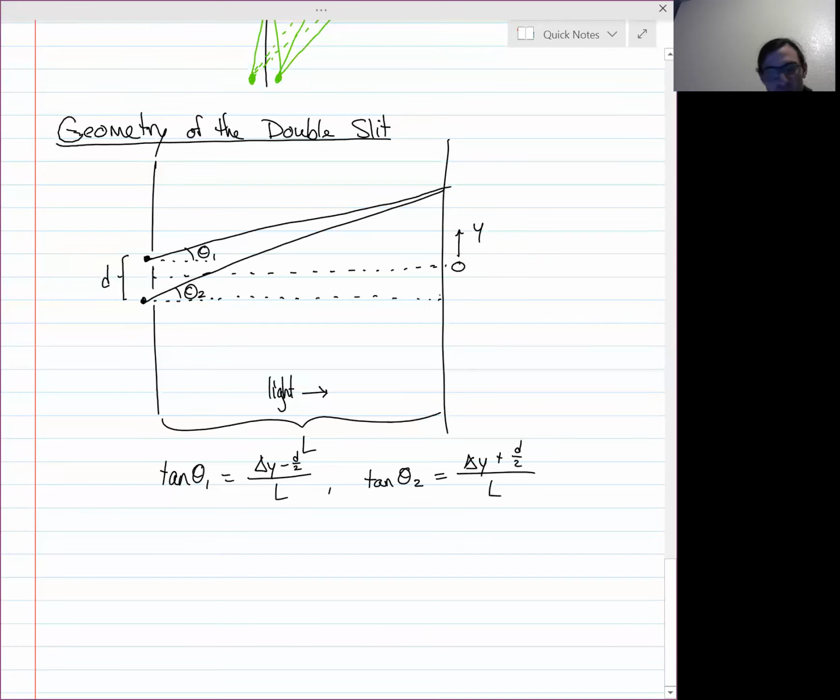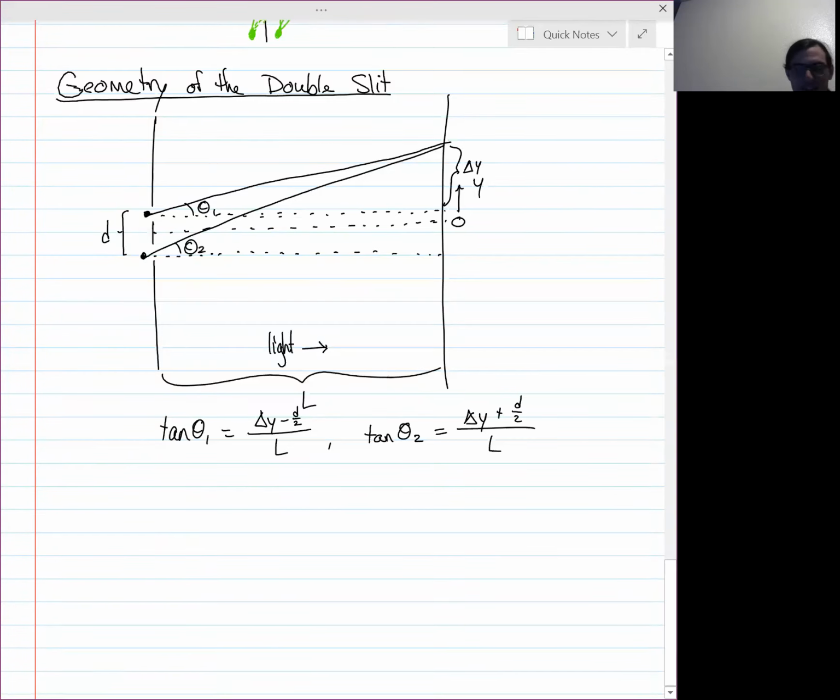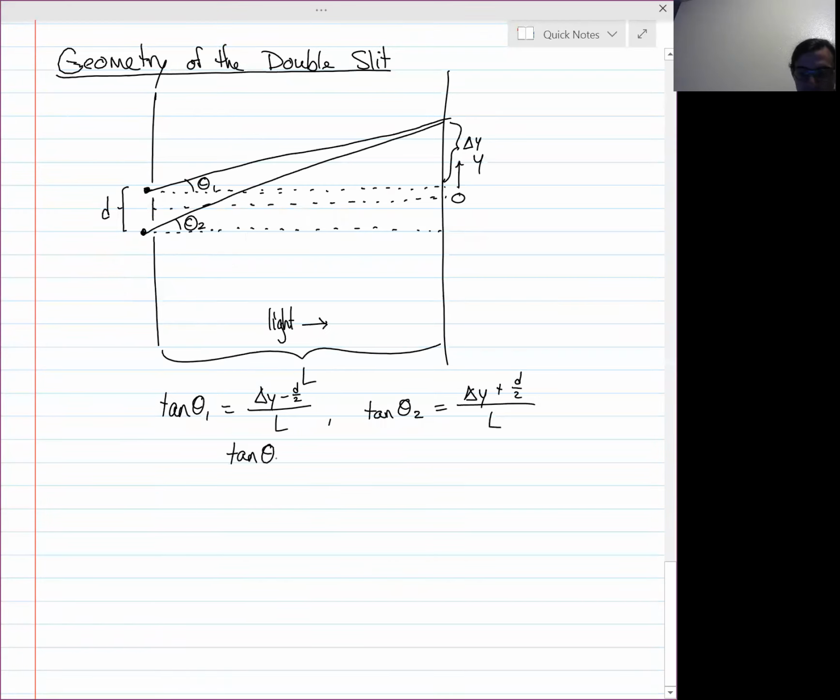So the idea here is that this distance is delta y. For the top slit, the height of that triangle is delta y minus d over 2. The bottom slit is delta y plus d over 2, because d is the distance between them and the center is at the center. And then we divide by the length. So the trig makes sense so far. So what does that tell us? It tells us that the tangent of theta 1 minus the tangent of theta 2 equals d over L. Okay, useful fact.